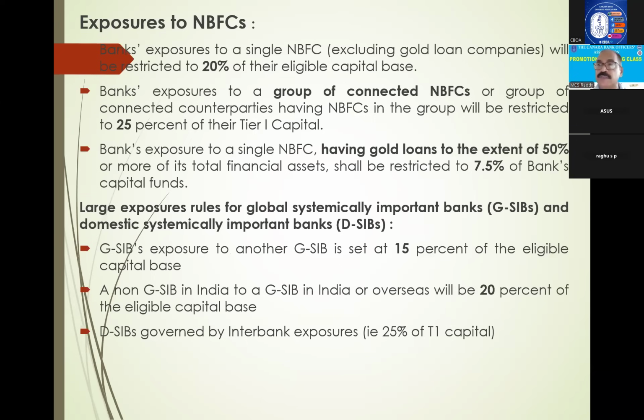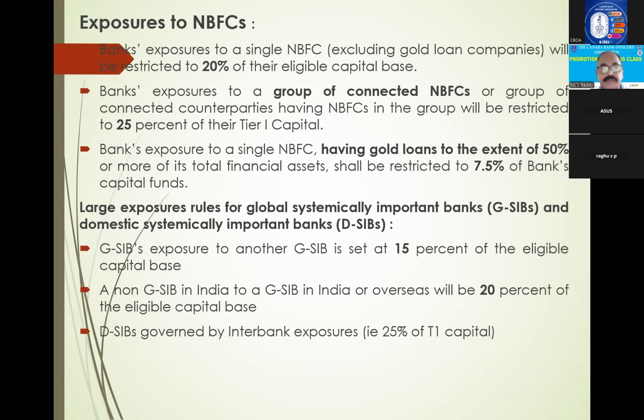Now, exposure to NBFCs. To each NBFC, how much can we give? Here, 20% for a single NBFC, just like our single borrower. If it is a group, then 25% of our capital. Same guideline. But in the case of NBFC gold loan companies, where 50% or more of their total financial assets, meaning total loans given by that NBFC, are gold loans only, in such a case we classify it as a gold loan NBFC. For them, the maximum restriction is 7.5% of our tier 1 capital. That means if 1 lakh crores is our tier 1 capital, 7,500 crores maximum we can give for this NBFC gold loan company.